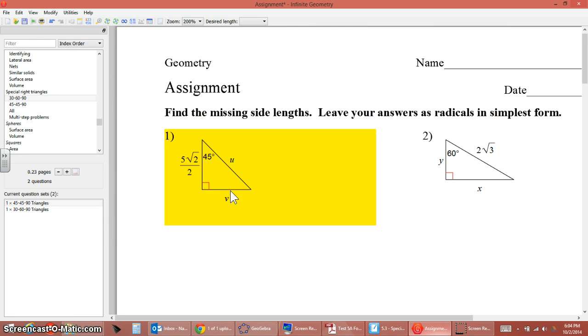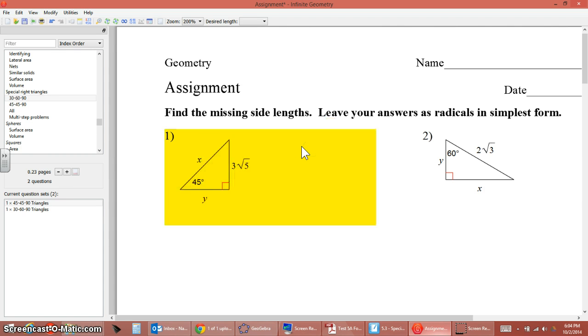So let's go ahead and get a better one that we're going to have actually on the test. Ooh, I like this one. This one's great. What is V? V is the same size as the other leg, so I know that V is 5 root 2 over 2. Now U, I have to times it by root 2. And when I do that, the root 2 here and the root 2 that I'm timesing it by become 2. Well, 2 divided by 2 goes away, so U is 5. U is 5. You see that? U is 5 and V is the same thing.